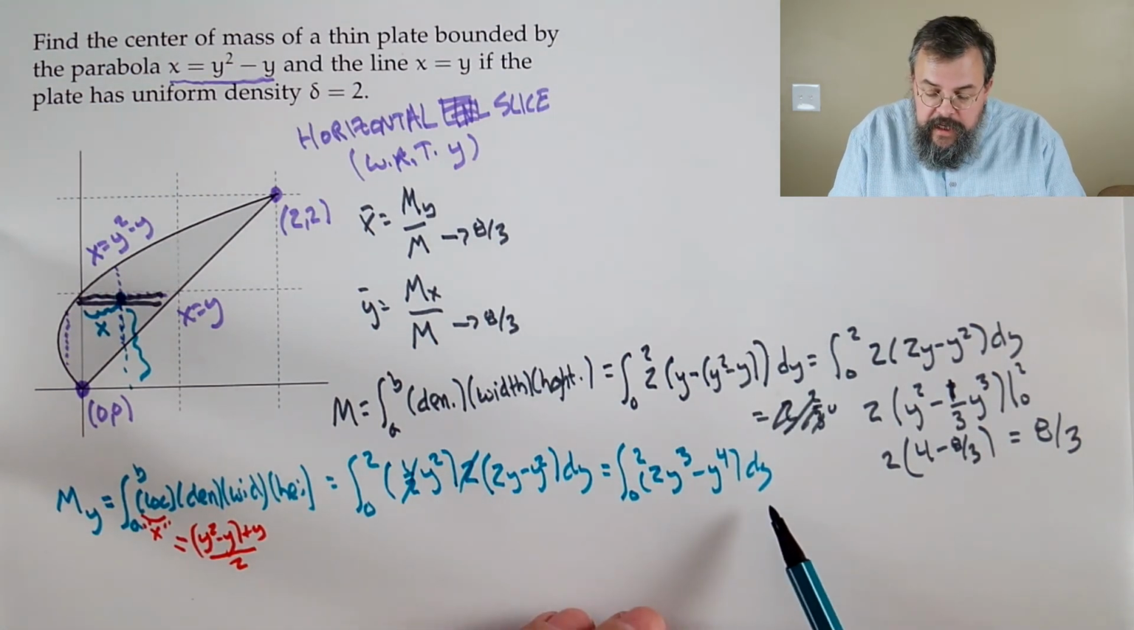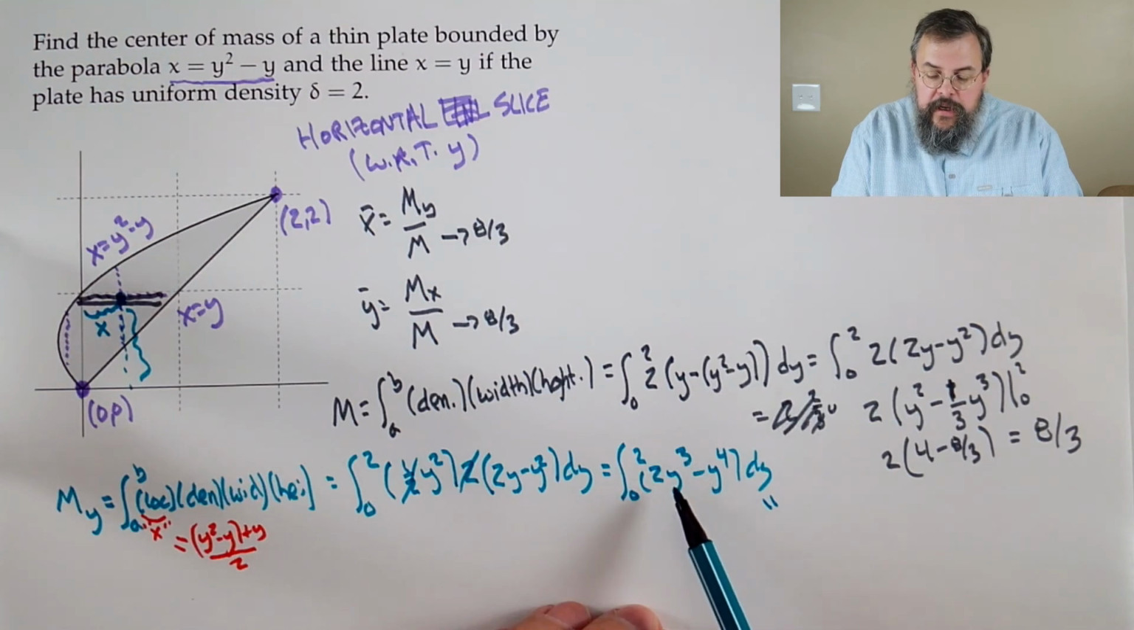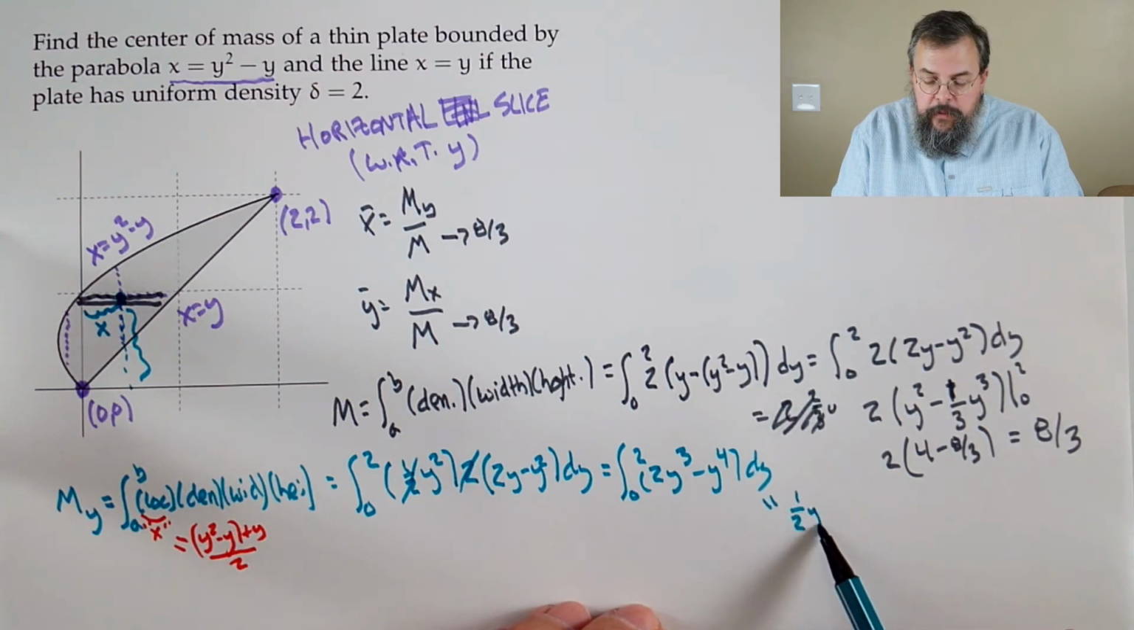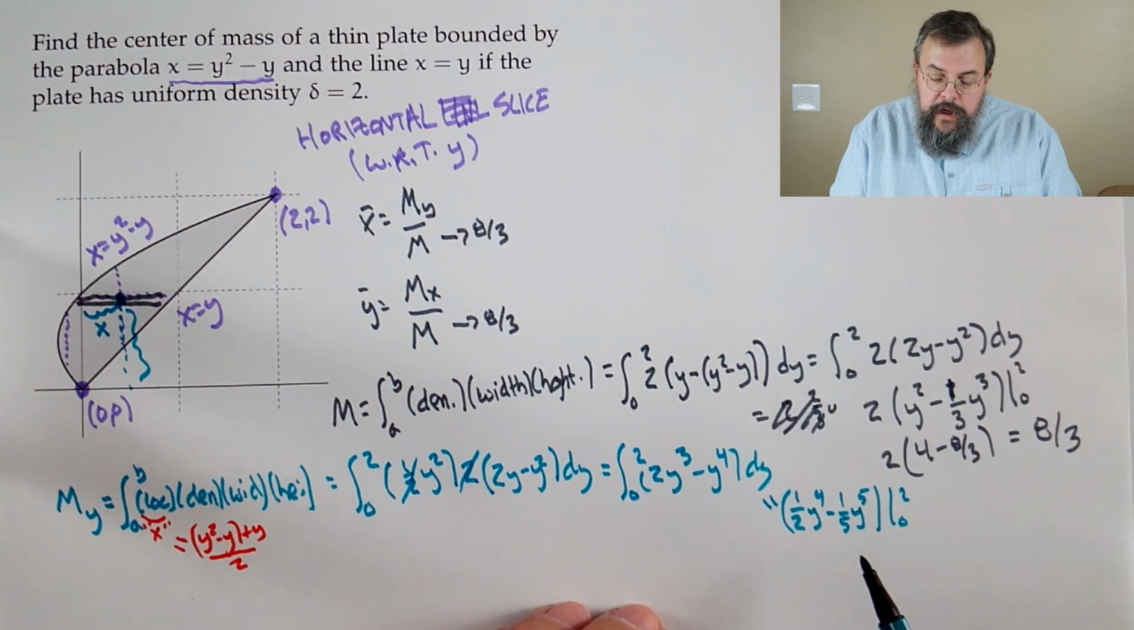So what is that? Well, you integrate. That'll be the integral of 2y cubed. Well, that's 2y to the 4th over 4, so that's 1/2 y to the 4th. Here, 1/5 y to the 5th, from 0 to 2. Well, plug in 2.